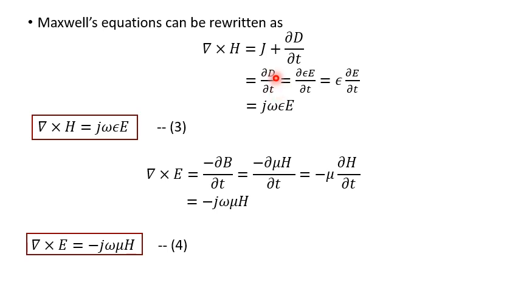Now what is D? D is the electric flux density, which is given by epsilon times E. Since epsilon is a constant, I can take it out. So this is equal to epsilon dou E by dou T. Now we have already defined the operator dou by dou T is equal to j omega. So you can write this as del cross H is equal to j omega epsilon E.